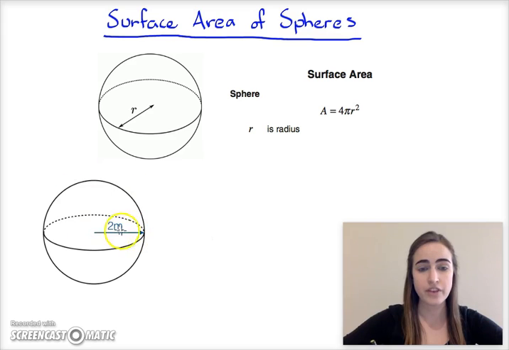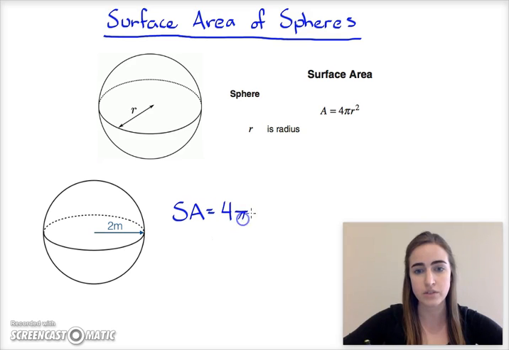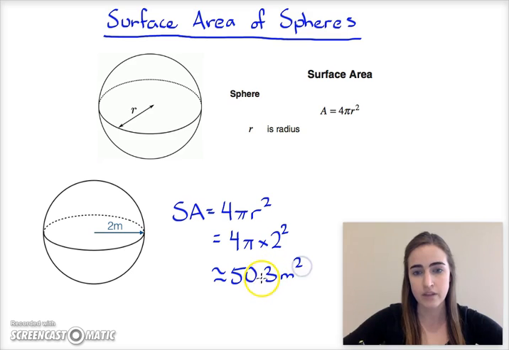So here we've got a sphere with a radius of 2. To find the surface area, the first thing you always need to do is write down your formula, which is 4 pi r squared. In ours, our radius is 2, so it's going to be 4 pi times 2 squared. And when you pop that in your calculator, it'll give about 50.3 meters squared. So that's to one decimal place. That's a whole sphere. I also want to have a look at a few examples of hemispheres.